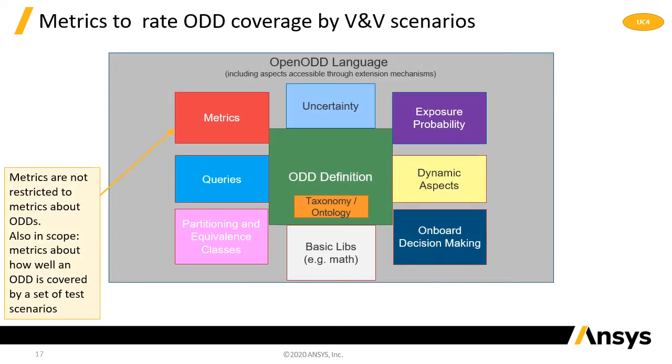And therefore, we have in the OpenODD language one subgroup besides the main purpose here in the middle, which is ODD definition. We have here the red rectangle, which is about metrics. So metrics are important. Metrics not only about ODDs, but also metrics about how well an ODD is covered by a set of test scenarios.